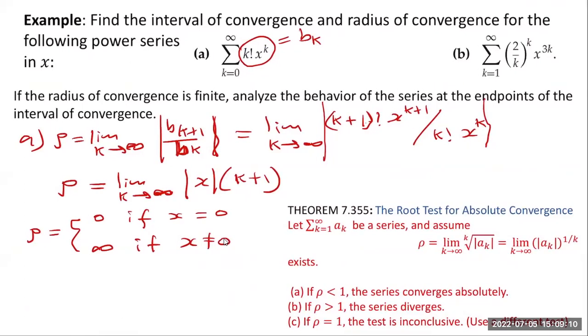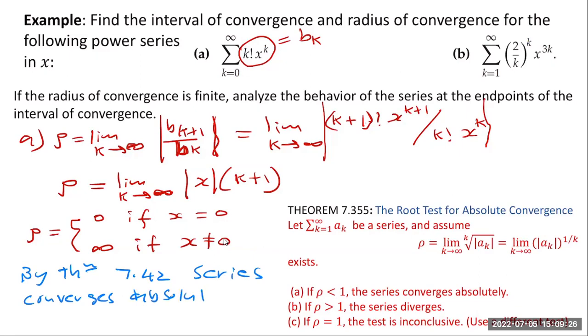Let me write it: by theorem 7.42, the given series converges absolutely only at x equal to 0. At all the other points, the series diverges.